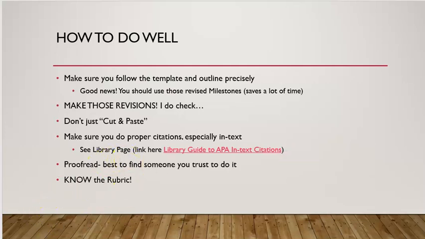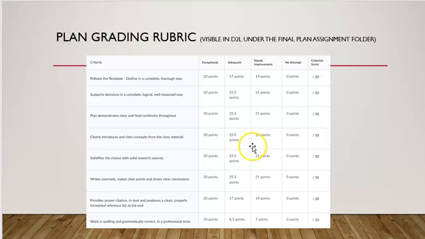Make sure that you're following that. And the last point I'm going to make is know the rubric. Know how it's going to get graded, so you can maximize your grade here. Okay, so this is the rubric. This is for the paper. It's in detail in the final plan assignment folder. You get a potential 20 points for following the template outlined in a complete and thorough way, and supporting decisions in a complete, logical, and well-reasoned way.